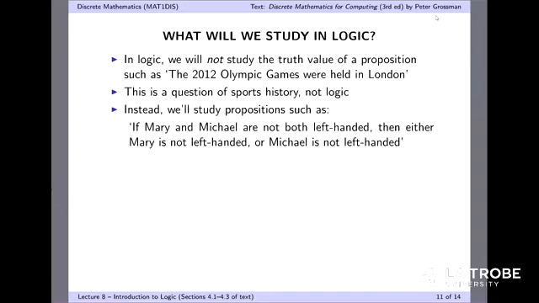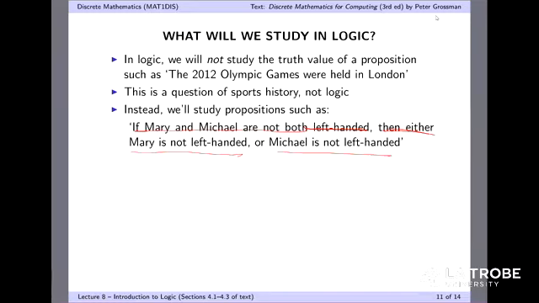Instead, we will study propositions such as, if Mary and Michael are not both left-handed. Now, you can see that this is sort of a puzzle. I'm saying two persons, Mary and Michael, are not both left-handed. If I'm saying this, one statement, then I'm implying from it that Mary is not left-handed, or Michael is not left-handed.